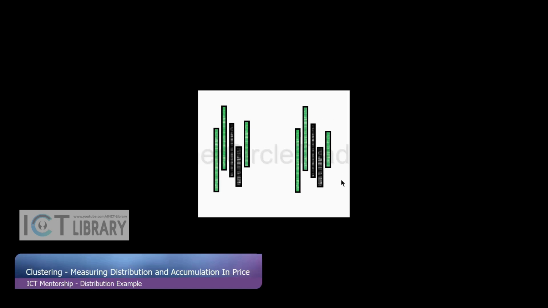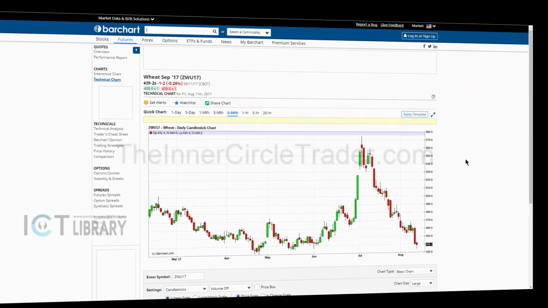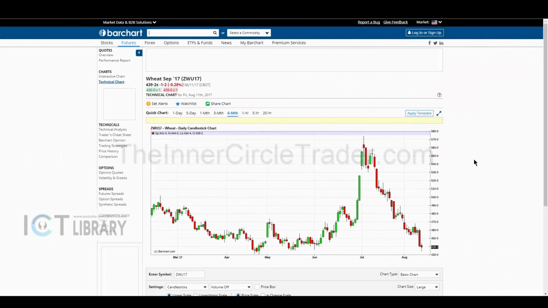So let's take a look at what this might look like in a price chart, not just a crude diagram. Okay, here we have the commodity market for Chicago Board of Trade wheat. Okay, and we're looking at the relationship to this area here. Okay, and we outlined all this during the mentorship.